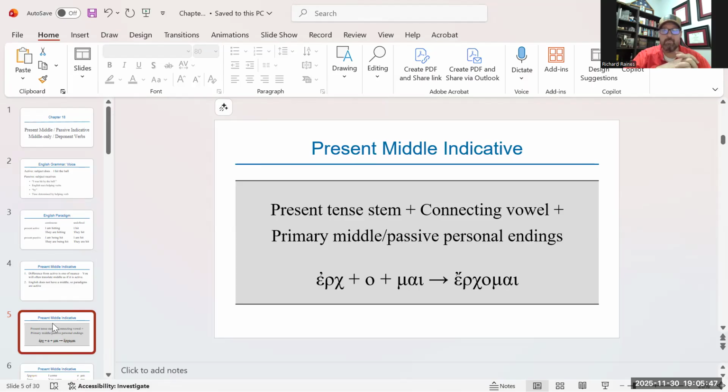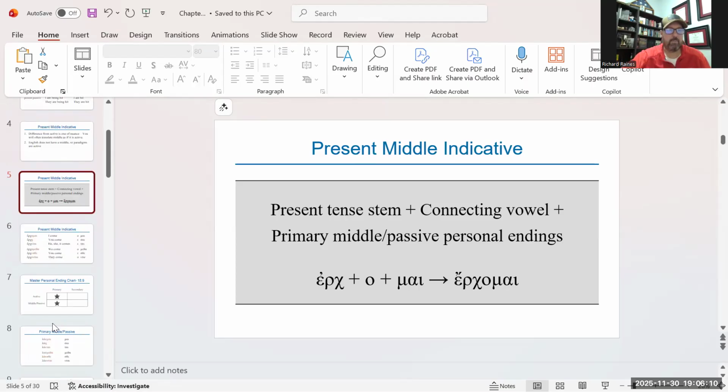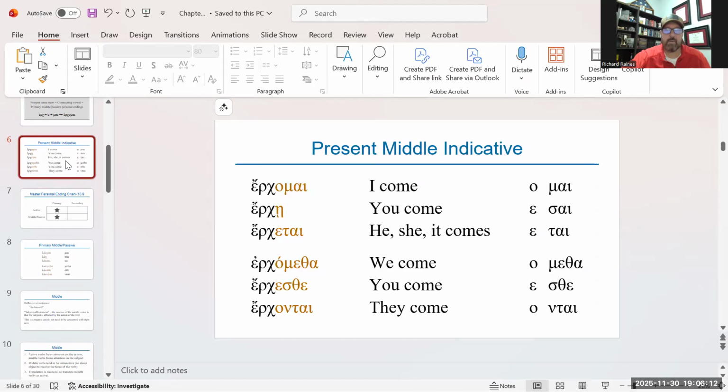And then the definition of the vocabulary word is going to help you as well. This sounds like it's going to be difficult, but I think that when you start translating your sentences, you're going to see when to translate it as active and when to translate it as passive. But you can see here you have the stem, connecting vowel, and then you have the personal ending. So here is the paradigm for present middle indicative.